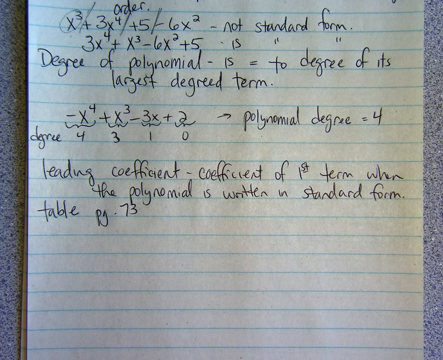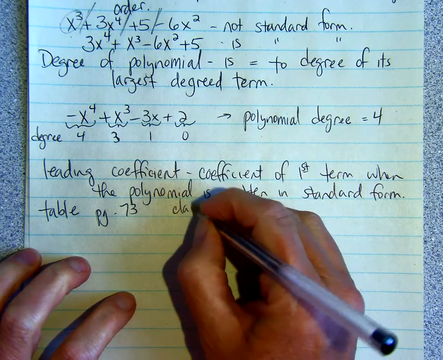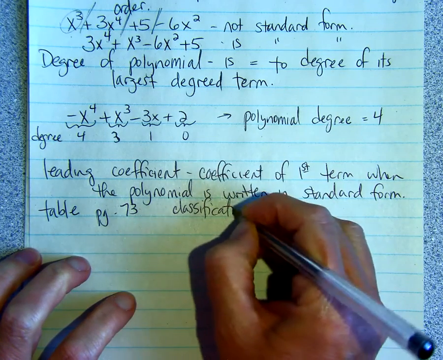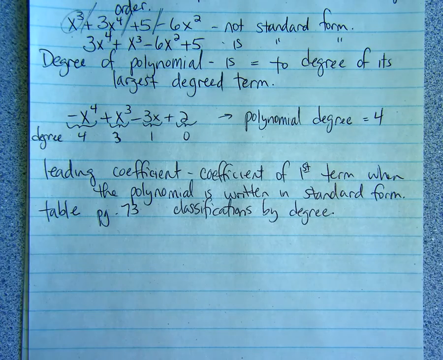And you can have a monomial, binomial, or trinomial. If it's any more than 3 terms, they just call it a polynomial. So you do need to know the classification by degree. You want to remember those terms. And that's the end of lesson 11.